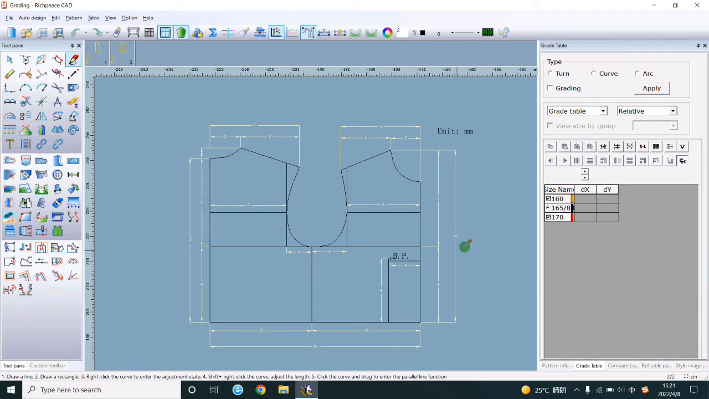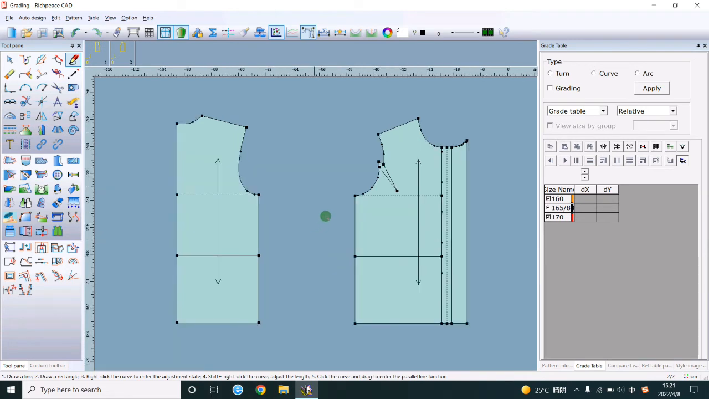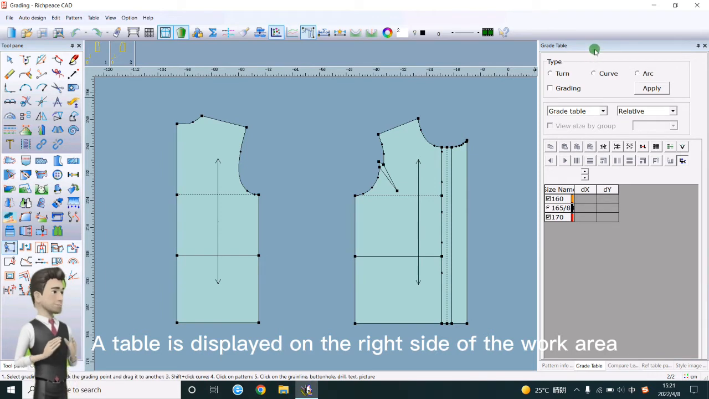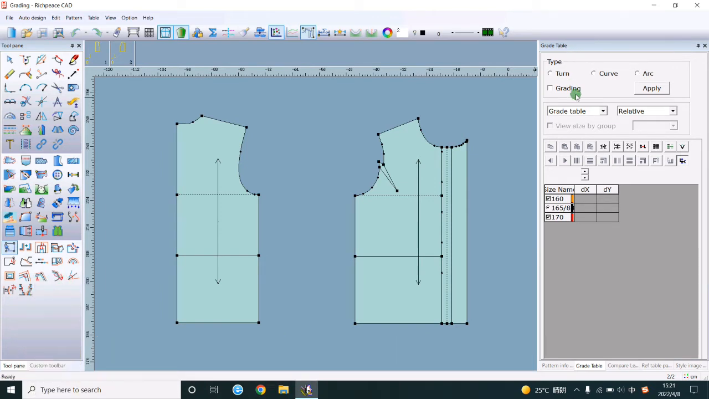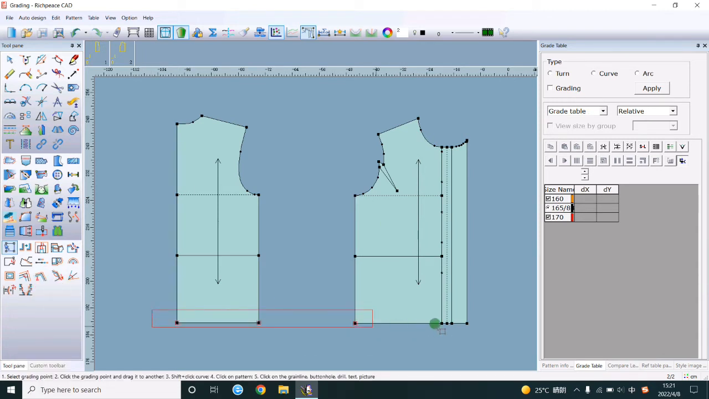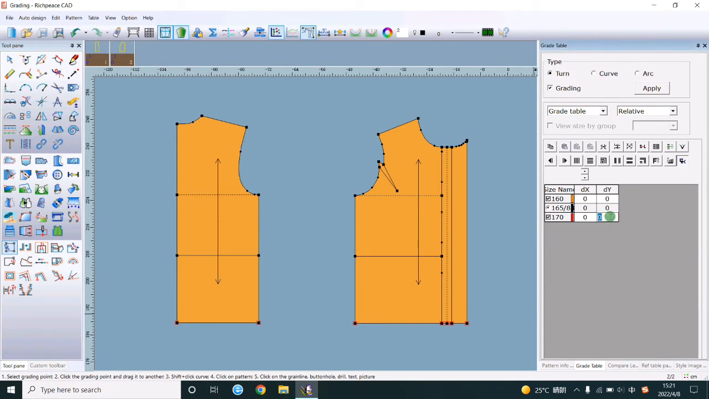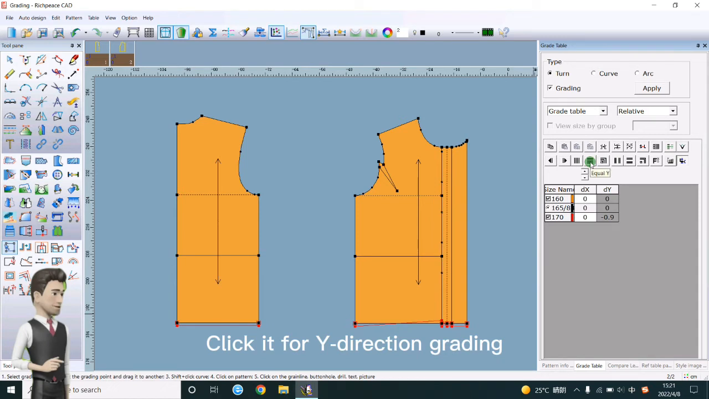Start grading now. Choose the Select Tool. A table is displayed on the right side of the work area. Box select the points. The grading of these points is 9 mm. Click it for wider action grading.